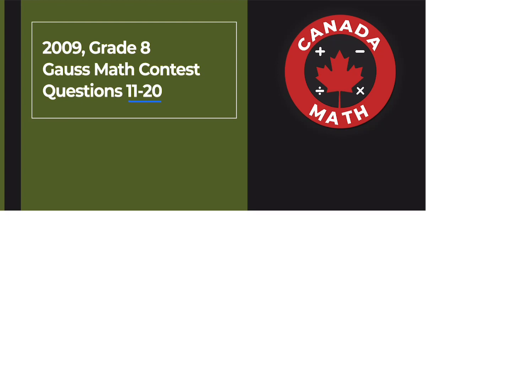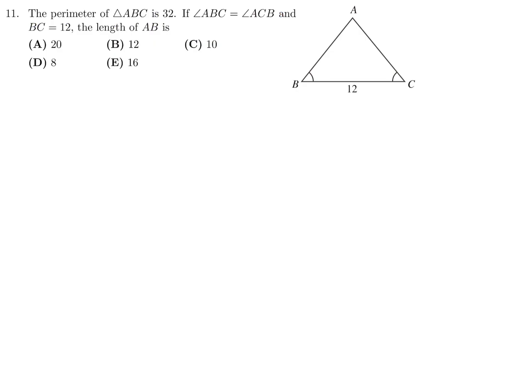Questions 11 through 20 on the 2009 Grade 8 Gauss Math Contest. The perimeter of ABC is 32, angle ABC equals angle ACB, and BC is 12. The length of AB is? This angle is the same as that angle, and therefore that side will be the same as that side, making that an isosceles triangle. The perimeter is 32, so if this side is y, and that side is y, that means 2y plus 12 is equal to 32.